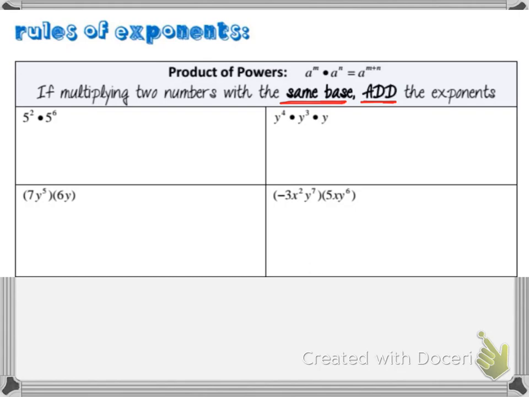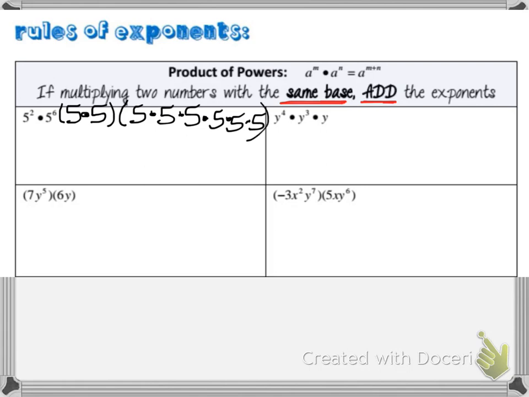So if you expand this out, and they're going to make you do this next year in Algebra 2, they're going to make you expand everything out. But basically, the exponent tells you how many times to multiply the base by itself. So 5 to the second power, that's 2 5s, 5 times 5. 5 to the sixth power is 5 times itself 6 times. So that looks like this.